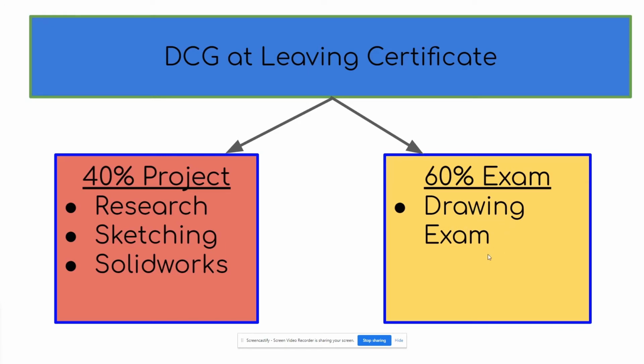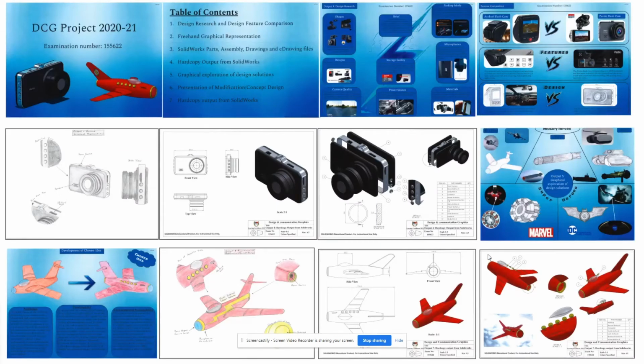So just a quick look at the project then at DCG. So we've got maybe a 12 or 14 page document taken from the start the whole way through. So we're looking at the research of different objects. So this year, or last year, it was the dash cams. So they researched all their existing dash cams. Then they picked a dash cam and sketched it up. Then they drew it up in SolidWorks and looked at all the different views.